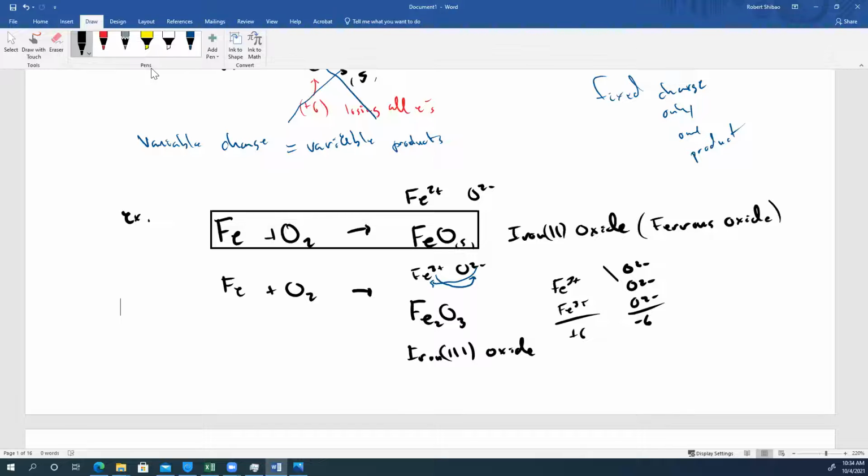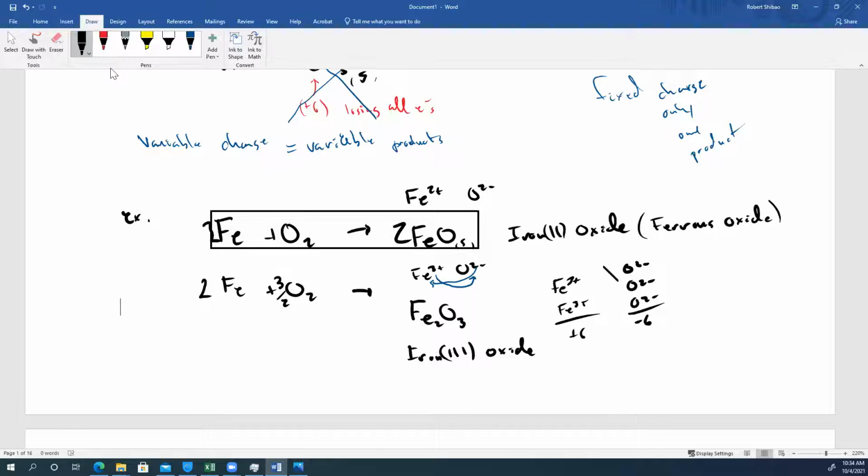Now, balancing this one out, we could try a half. We could do a half here, or we could double the whole thing. And so we'll go ahead and double it. And so we're going to get 2 irons there and 2 FeOs there. Over here, I'm going to need 2 irons and 3 oxygens. If I need 2 irons and 3 oxygens, that's easy. I go 2 here, and then I go 3 halves here. Because this O2 consists of 2. So if I have 2 times 3 halves, that gives me 3.